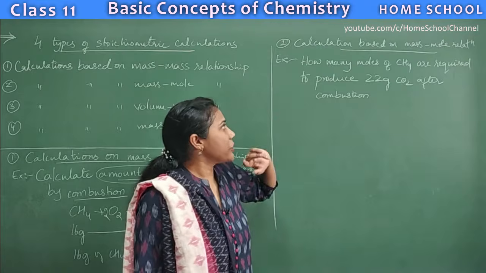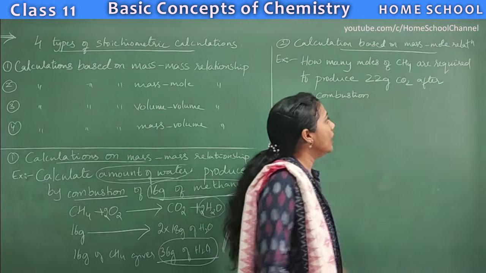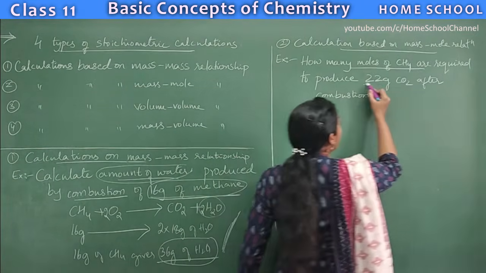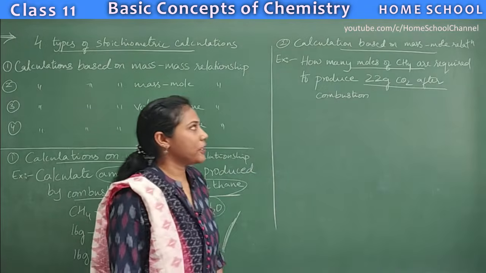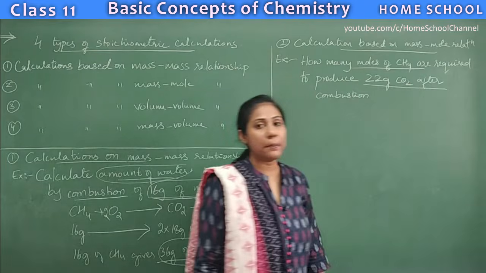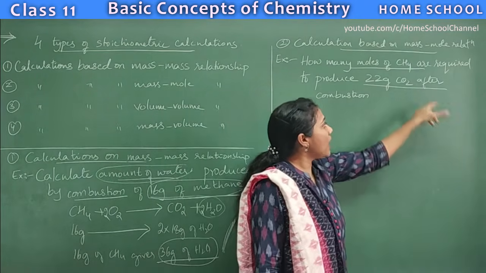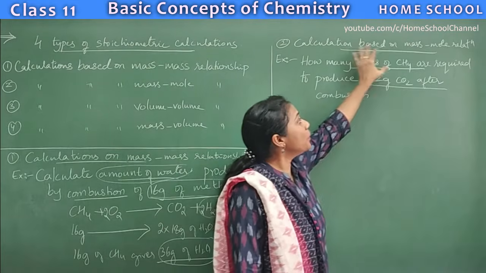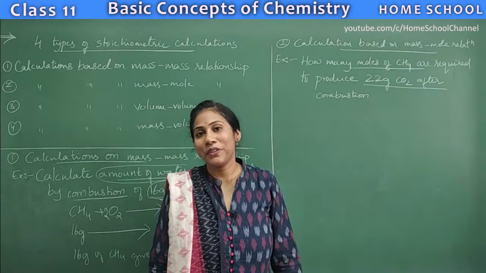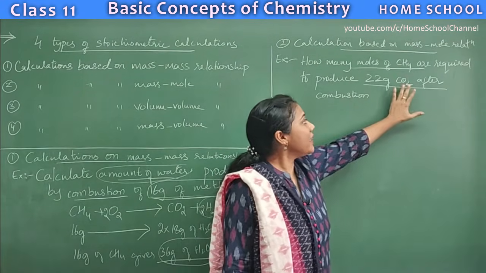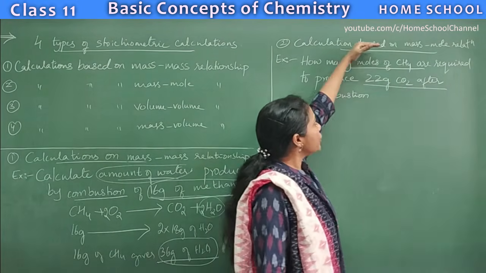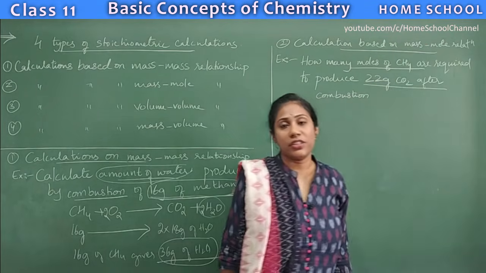Look at the question. How many moles of methane are required to produce 22 grams of carbon dioxide after combustion? See, they are asking moles, right? Say after combustion of methane, you got 22 grams of carbon dioxide. To form 22 grams of carbon dioxide, how many moles of methane must undergo combustion? That is what they are asking you. They gave you something in terms of mass and they are asking something in terms of moles. So these calculations will come under mass-mole relationship.